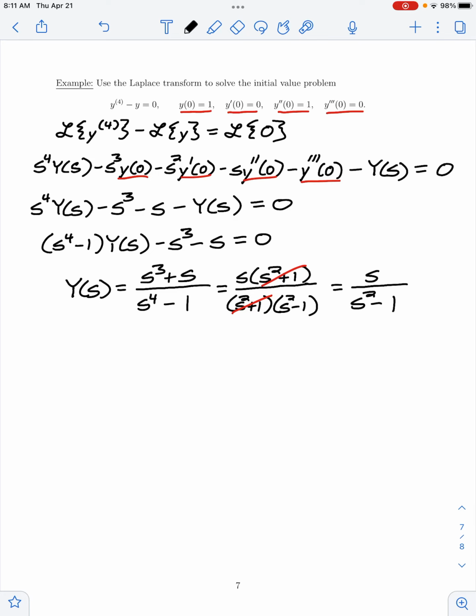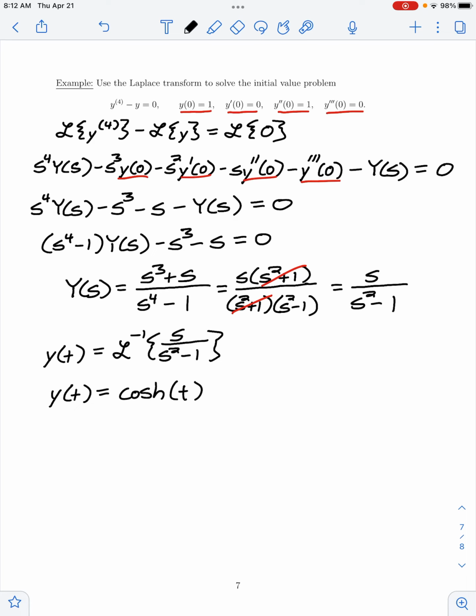And so using our Laplace table, we can then find our solution, little y of t, by taking the inverse transform of capital Y, which reduced to s over s squared minus 1. And this inverse transform is hyperbolic cosine of 1t. So we obtain our solution here.